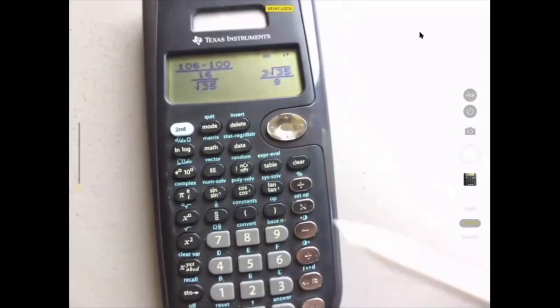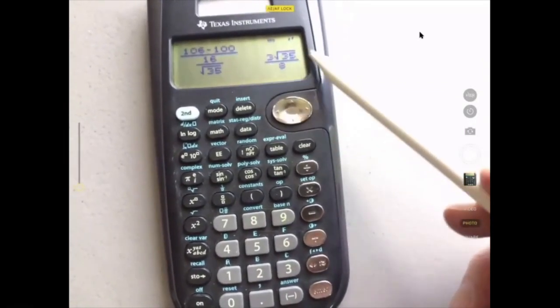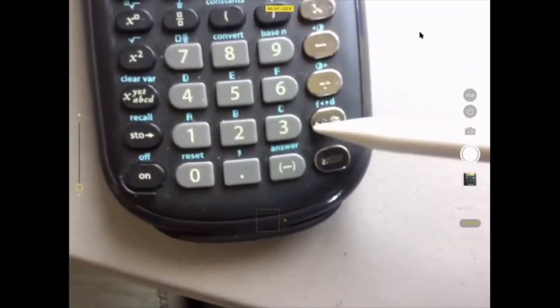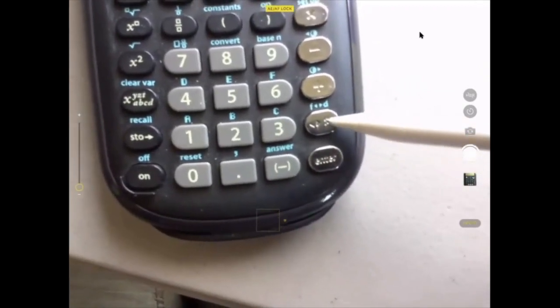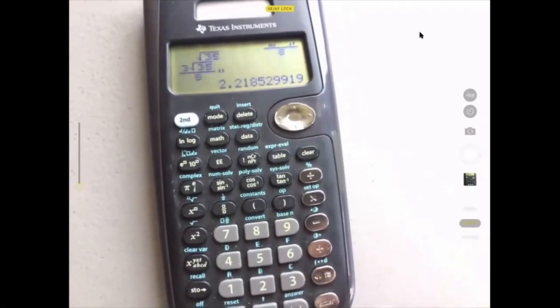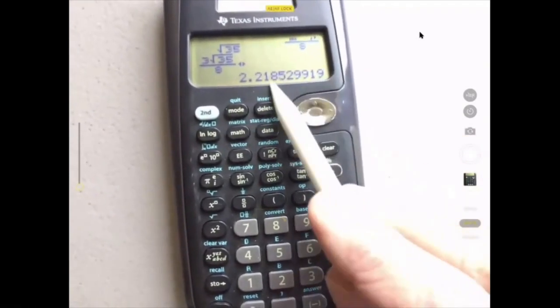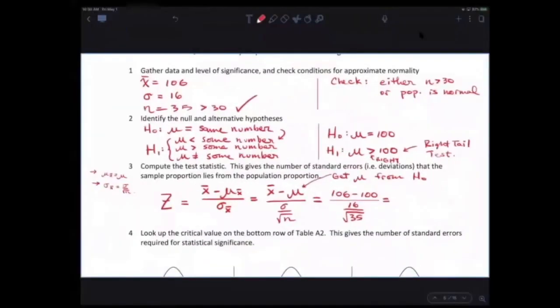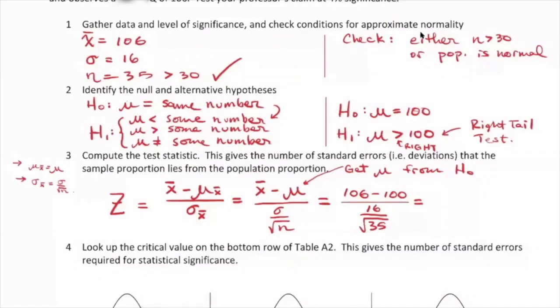And so with these calculators that do simplification like this, you have to hit the approximate equal key, which is right above the enter key here. Make sure you just tap the approximate equal if it does that. And so you get 2.22. Okay. Any questions?